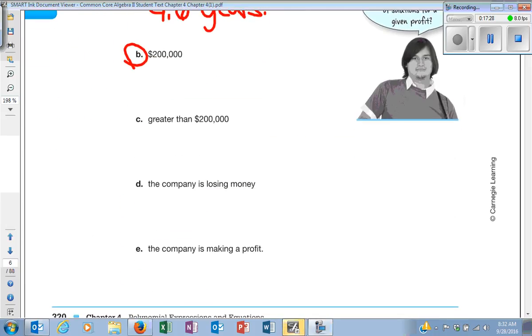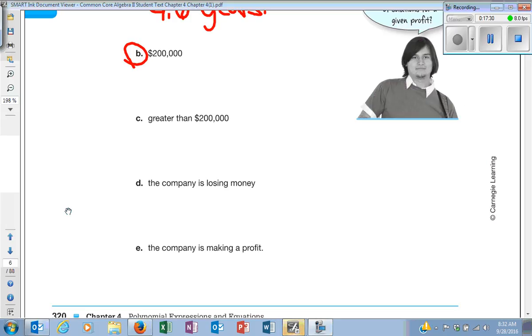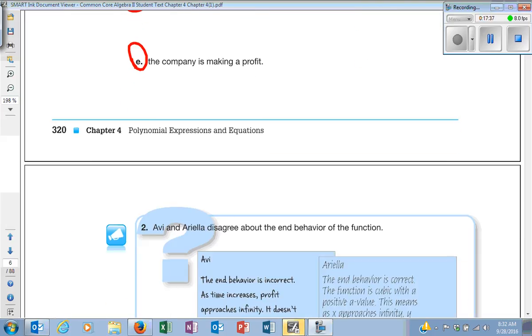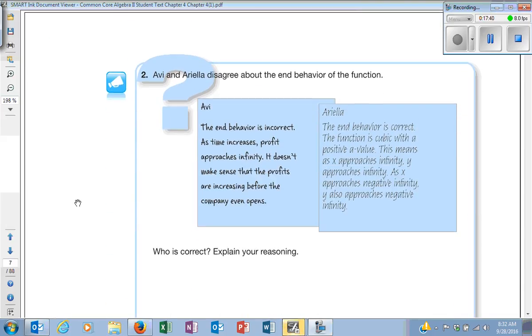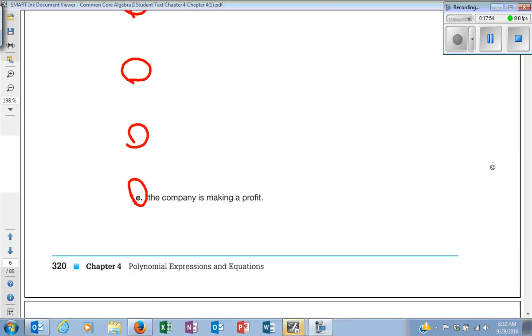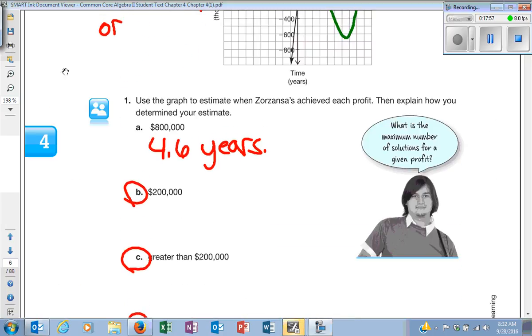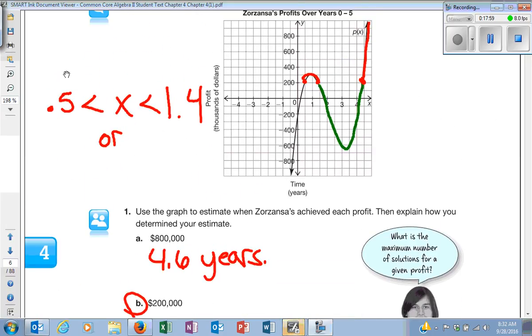Is this making sense? So you're going to do C, D, and E. You're also going to do problem 2. You should be able to think about the end behavior of the function. You should be able to read these two people and figure out which one is correct. Let's talk about some other stuff that I wanted to discuss, just because this book doesn't do it.